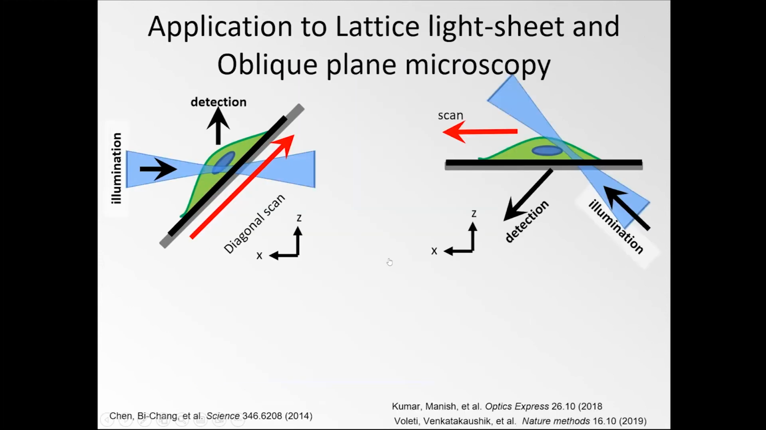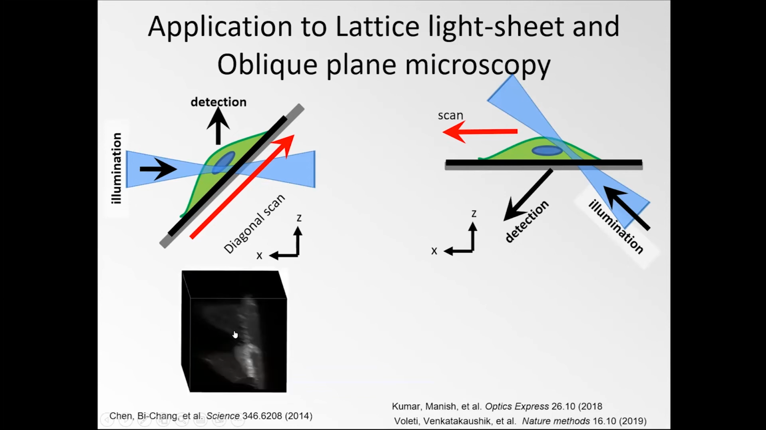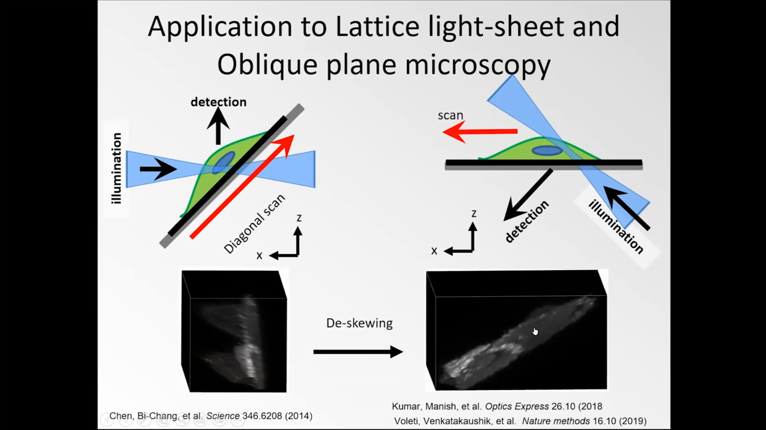This can have multiple applications. So both in the lattice as also in the OPM, there is an annoying effect that you essentially scan your sample not along your detection axis. So your Z-axis is essentially not along the scan direction. And this causes this annoying effect that your data is skewed and you numerically have to de-skew it.